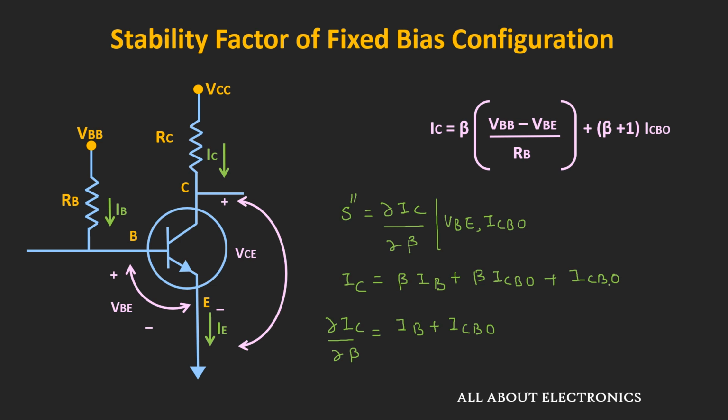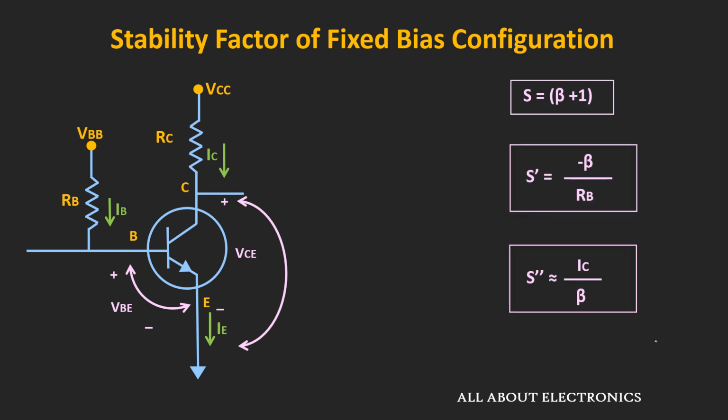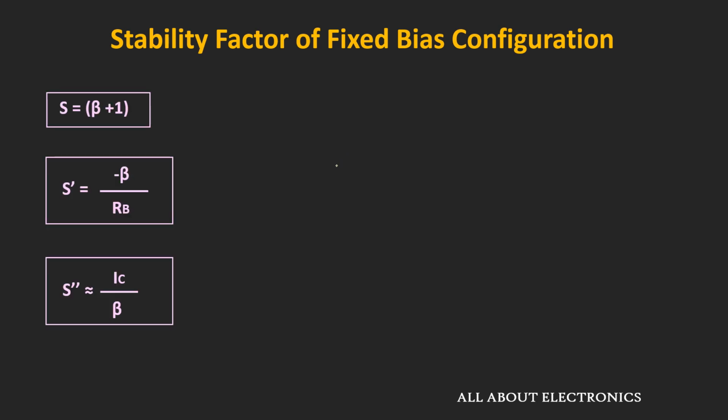Now as I said earlier, typically the ICBO is in the range of nanoampere. So approximately we can say that this del IC divided by del beta is equal to IB, or we can say that it is equal to IC divided by beta. So in this way, we got the expressions for the three stability factors S, S dash and S double dash. So now the total change in the collector current, that is the delta IC, can be given as S times delta ICBO plus S dash times delta VBE plus S double dash times delta beta.